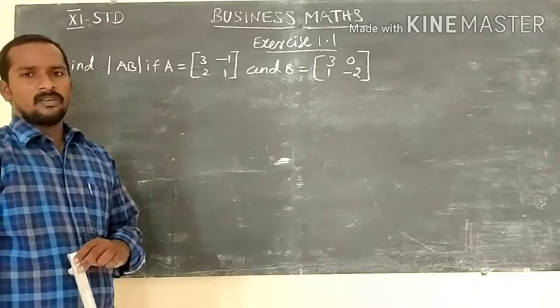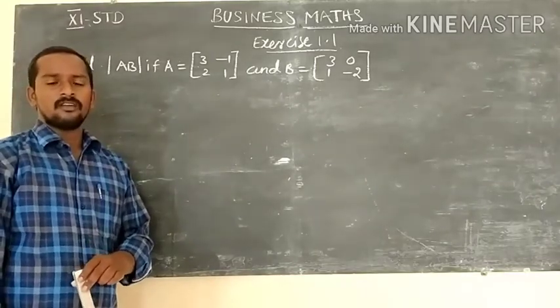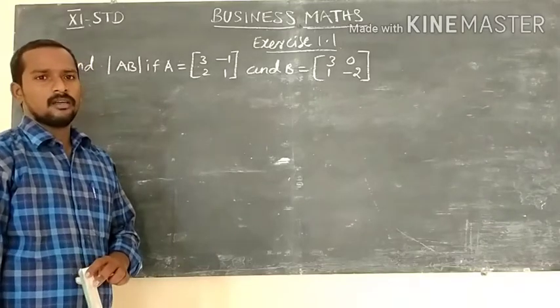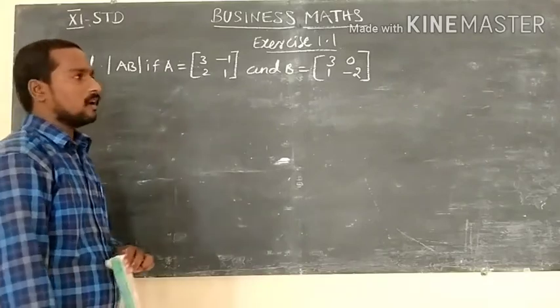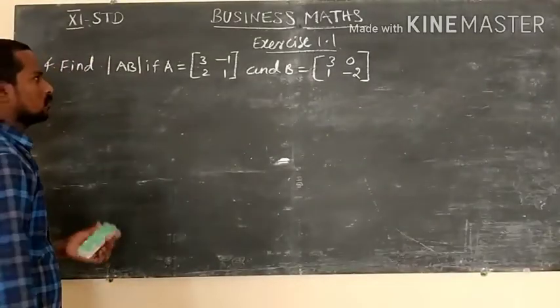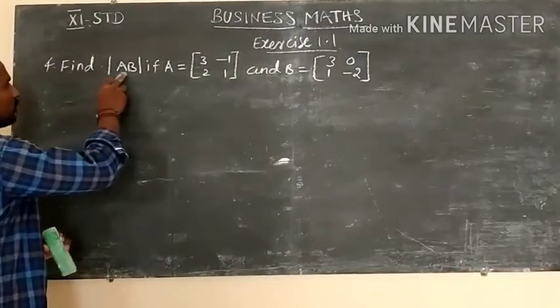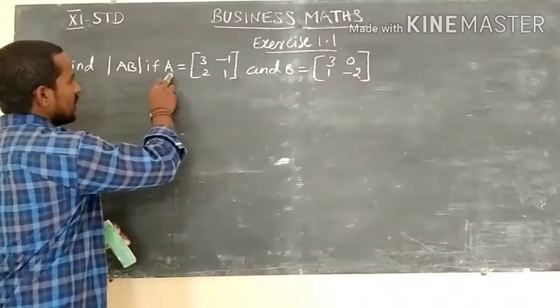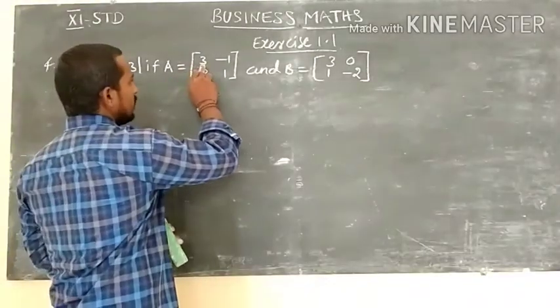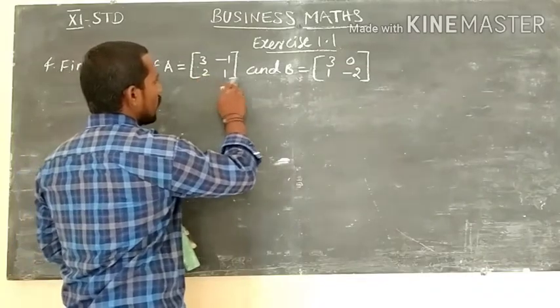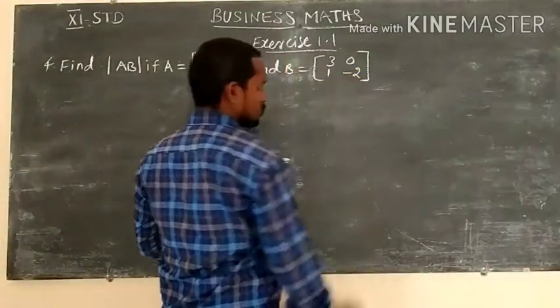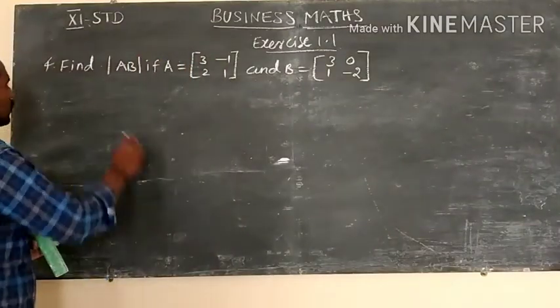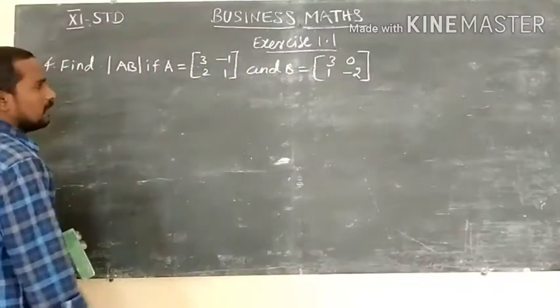Last class we discussed minors and cofactors of the determinant. In this class we are going to see exercise 1.1, the fourth sum. Find the determinant of AB if A is equal to [-3, -1; 2, 1] and B is equal to [3, 0; 1, -2]. You want to find the determinant of AB.